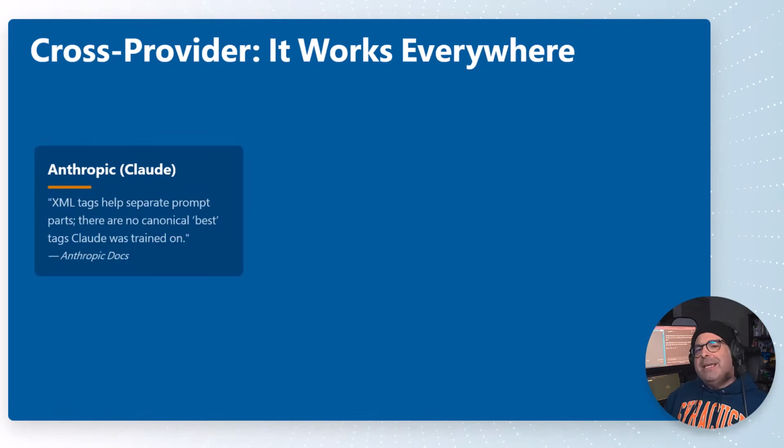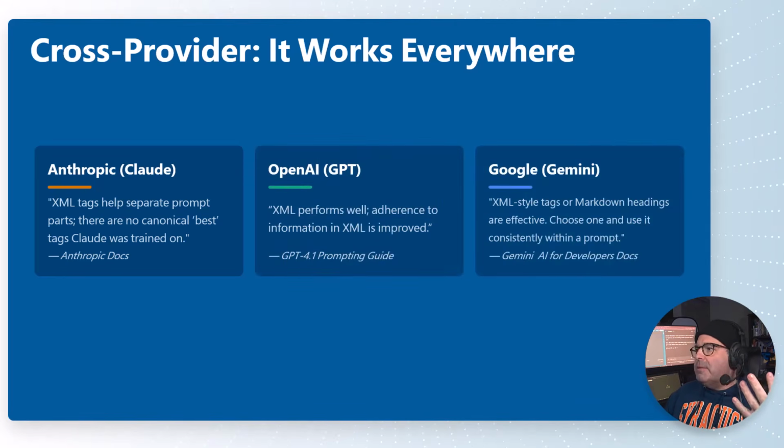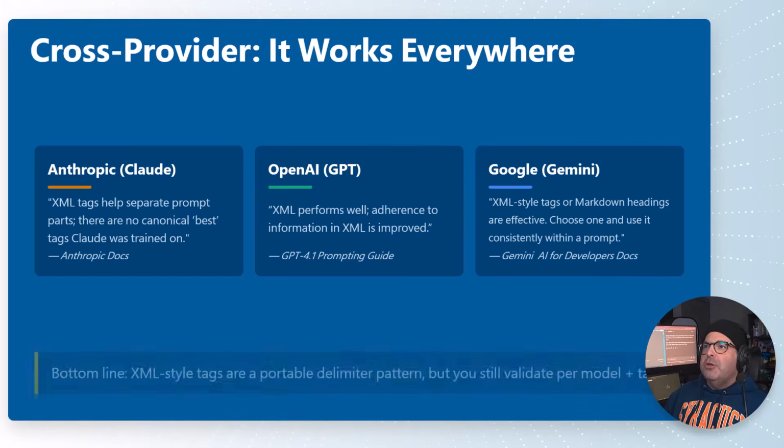And I've sourced in the docs, Anthropic docs, OpenAI docs, Google docs at the least, that they've all demonstrated that XML performs well with their models. So by using XML with Markdown, I would suppose, as a standard for your structured opening prompts, you're really able to cover all the bases in terms of cross-provider, cross-vendor.